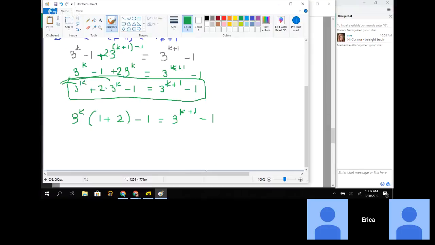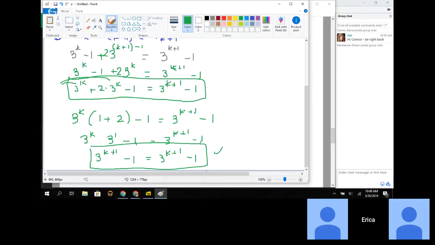Okay, what is 1 plus 2? That's how I got that. I got a random 3. It's 3^k times 3 minus 1 equals 3^(k+1) minus 1, right? This is like 3 to the k power times 3 to the first power, or 3^(k+1) minus 1 equals 3^(k+1) minus 1. So they do work out. I knew they did. I just didn't know what. I guess I should have done my math, and then it would have shown me that it did it.